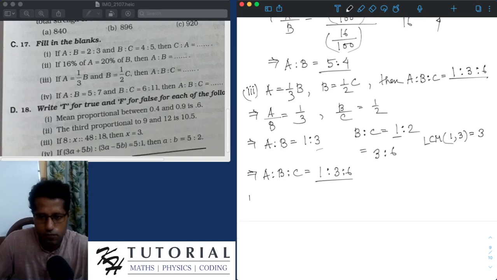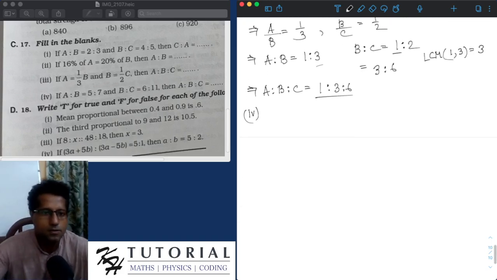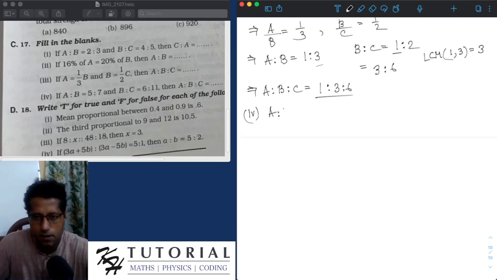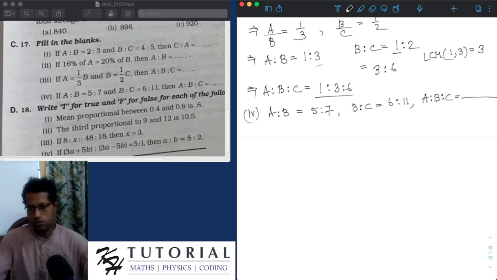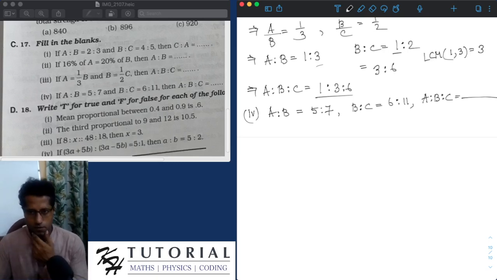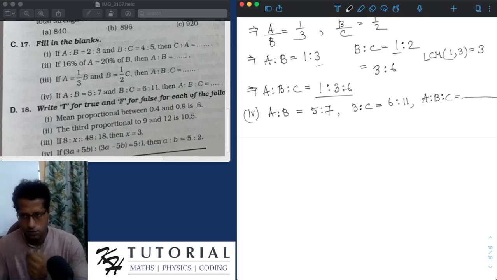Okay, part 4. It says that if A is to B is given to be 5 is to 7 and B is to C is given as 6 is to 11, then it is asked to find A is to B is to C. So we have A is to B given to be 5 is to 7 and B is to C given as 6 is to 11.